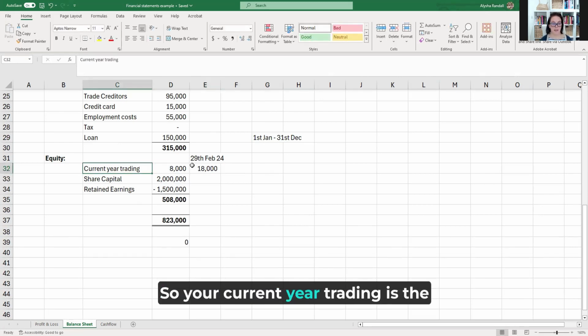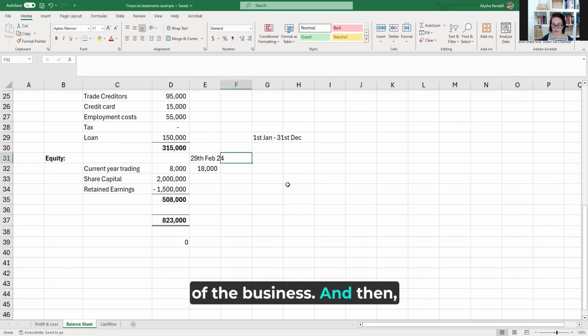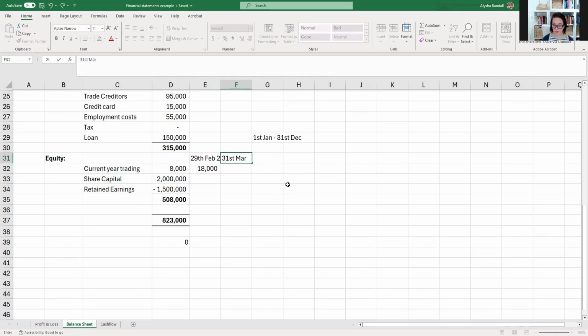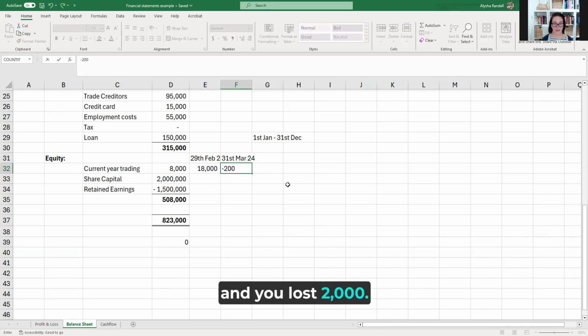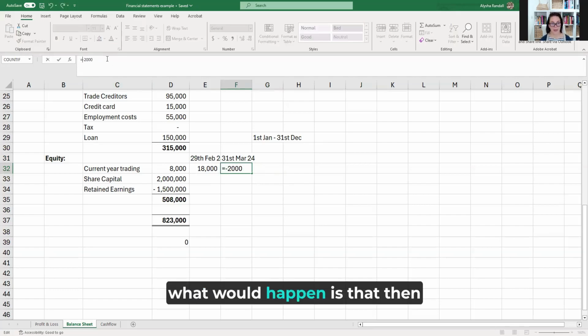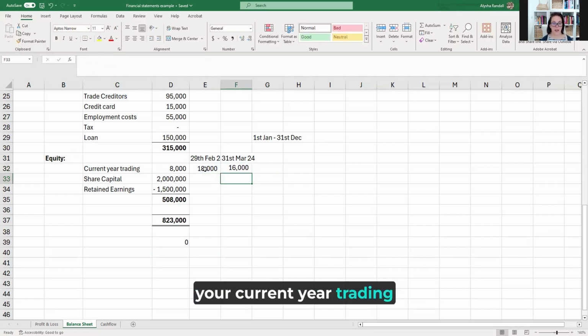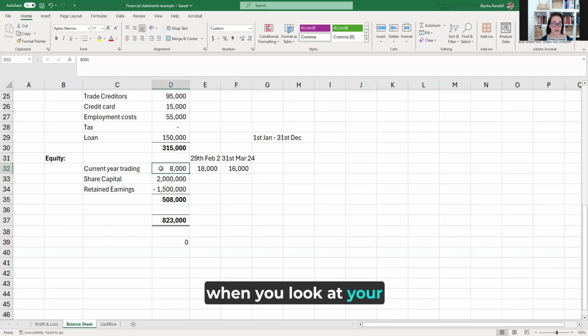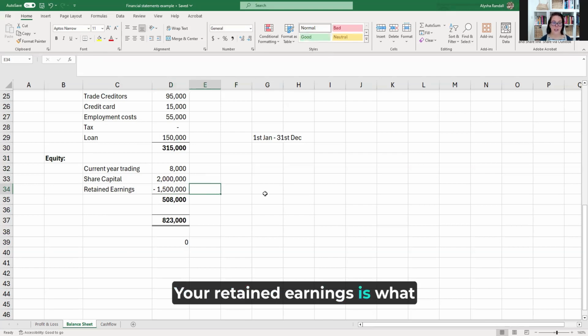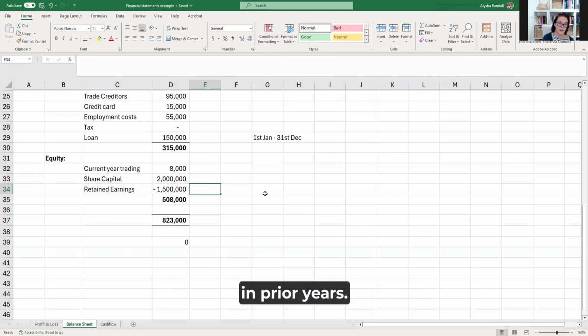So your current trading is the year to date profit and loss of the business. And then let's say on the 31st of March, you didn't have a great month and you lost 2,000. Then your current year trading would drop to 16,000. So at any point in time, when you look at your balance sheet, you can see your year to date profit and loss. Your retained earnings is everything you did in prior years.